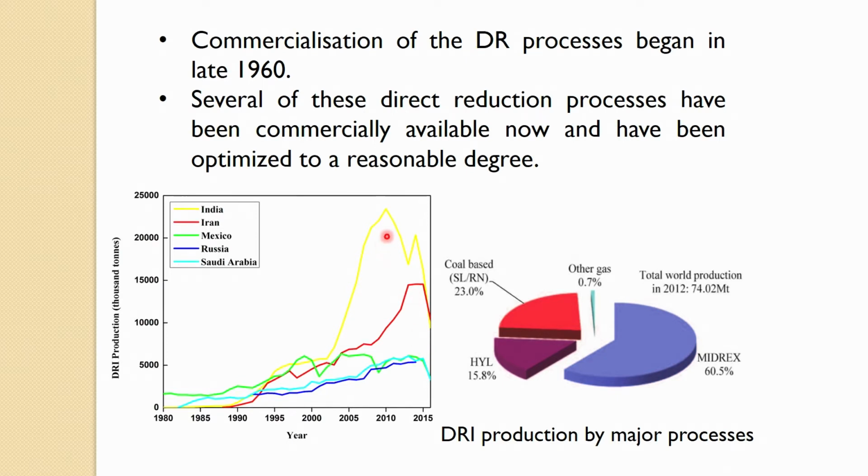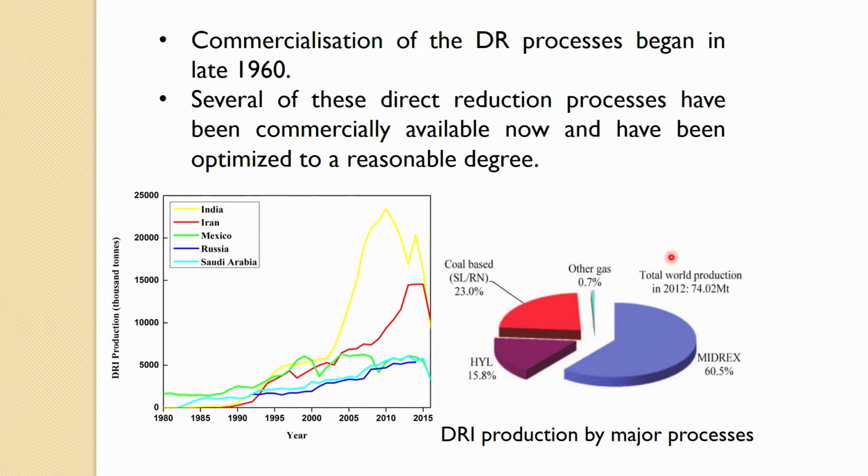And the DRI which is produced, this shows the major processes. So, one is the Midrex. We will be talking about the major processes, and SL/RN, mostly rotary kiln based, HYL, and then there are a few other processes which come there, but not that much commercialized.